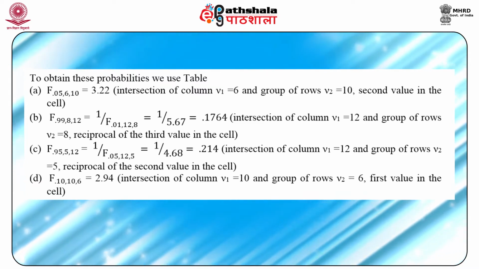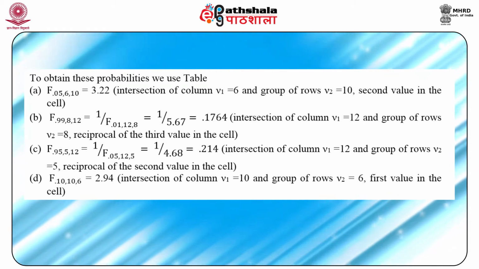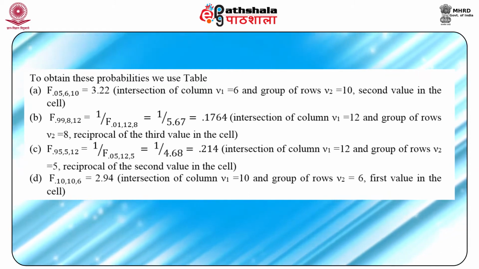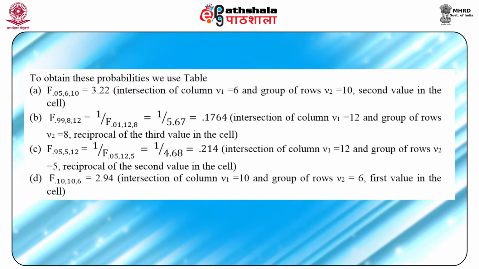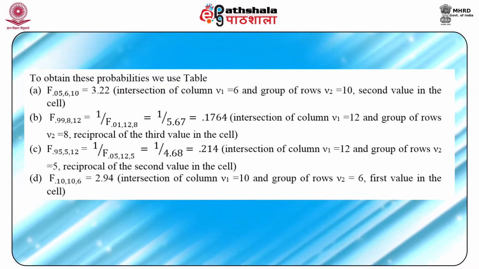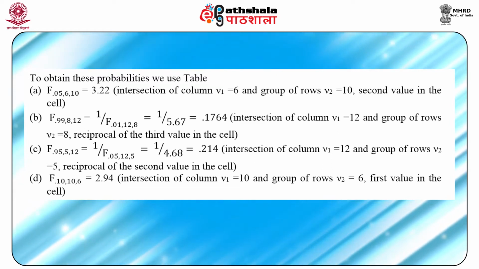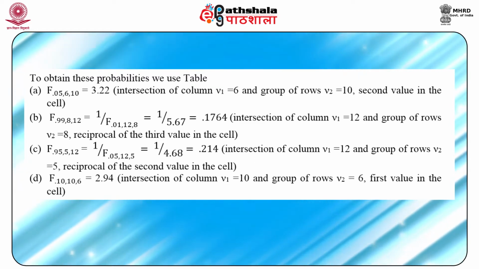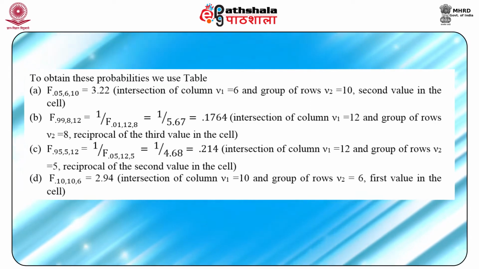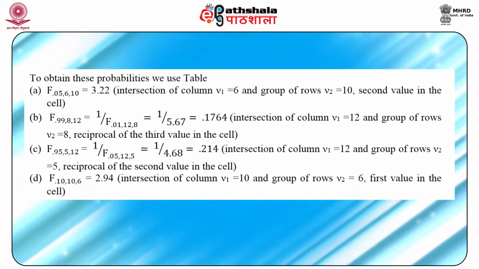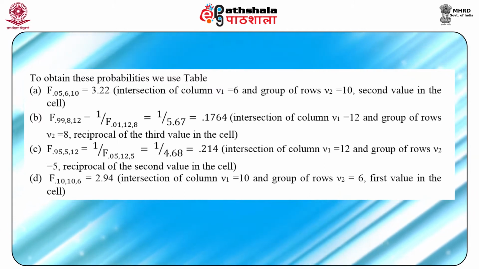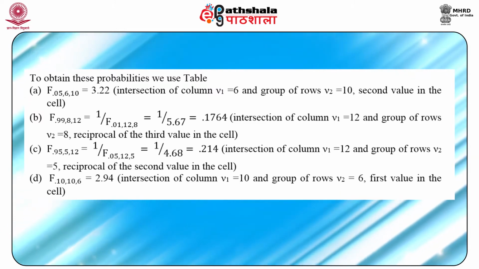The solution of B is that we have to calculate f 0.99 for 8 and 12 degrees. This is equal to 1 upon f 0.01 for 12 and 8. Now this is equal to 1 upon 5.67 and is equal to 0.1764. We have obtained this by the intersection of column nu1 for 12 degrees of freedom and group of rows for nu2 equal to 8, and the reciprocal of the third value in the cell.